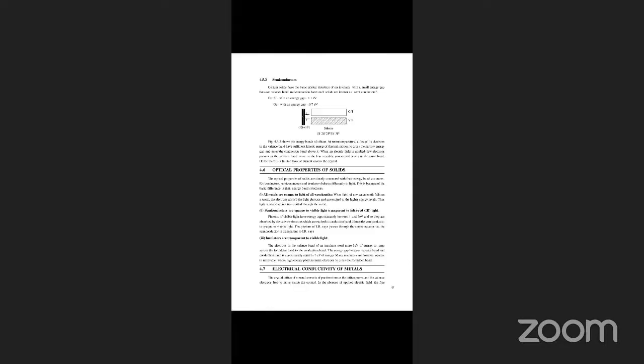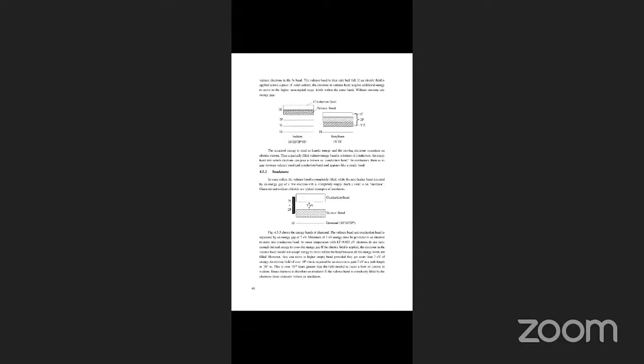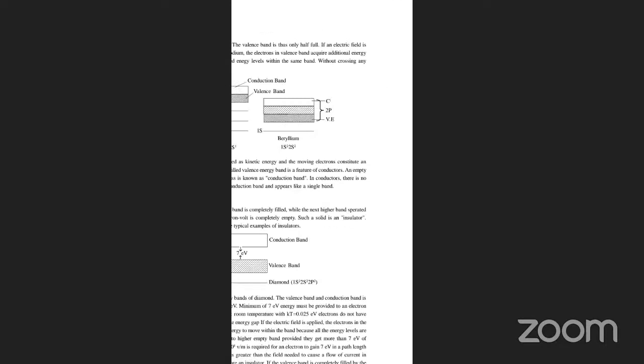Next, the optical properties of solids and the electrical conductivity of the material, which depend on the energy gap. Already we know that in conductors the bands overlap each other, in semiconductors a small gap is there, and in insulators a large gap is there. So, optical properties of solids: already we know that all metals are opaque to light.